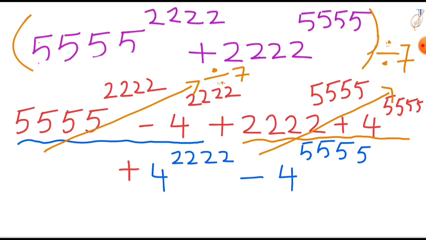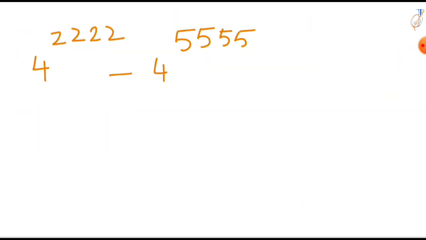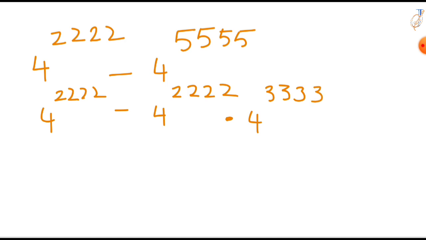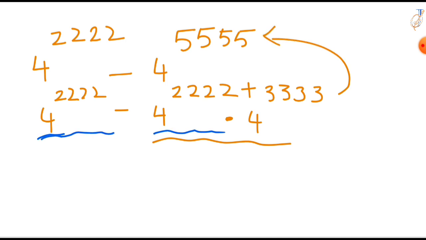Now we need to check only the last term, that is 4 raised to the power of 2222 minus 4 raised to the power of 5555. This is our remaining term. This 4 raised to the power of 5555, we can write as 4 raised to the power of 2222 times 4 raised to the power of 3333. When bases are the same, we can add the powers. So when you add, you will get 5555 only. We have 4 raised to the power of 2222 in both terms. You just take it as common.